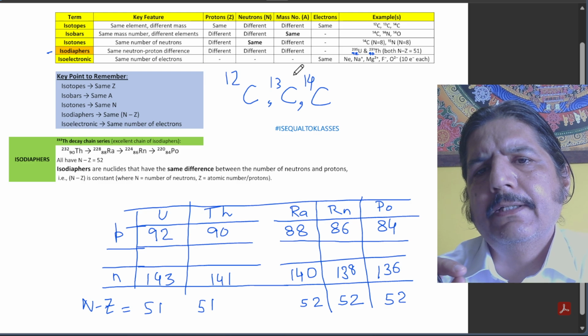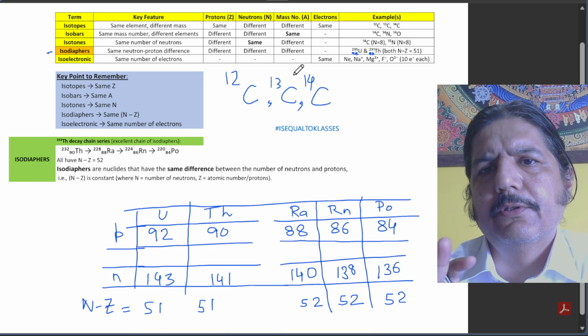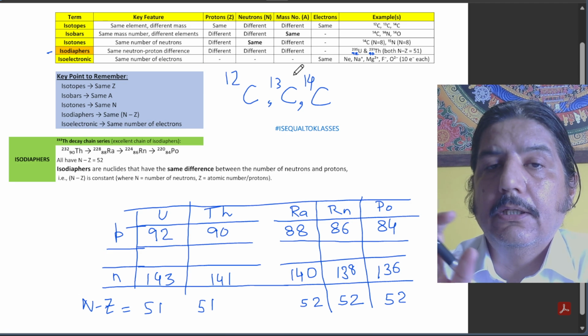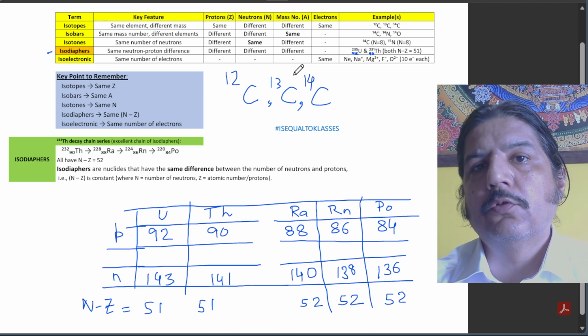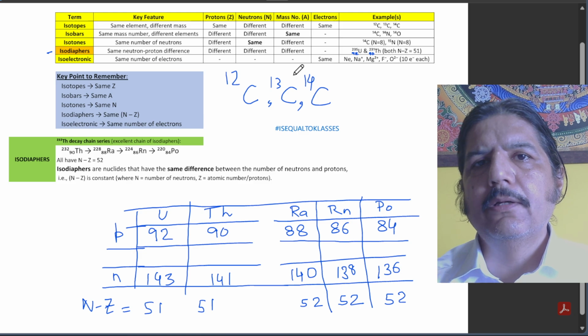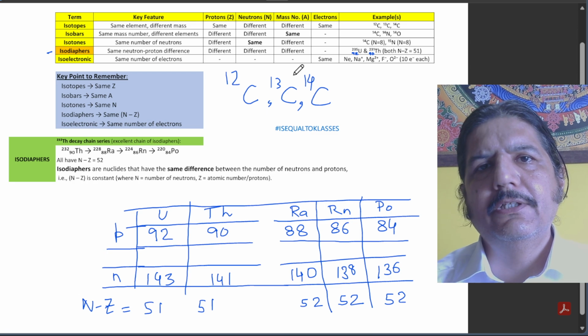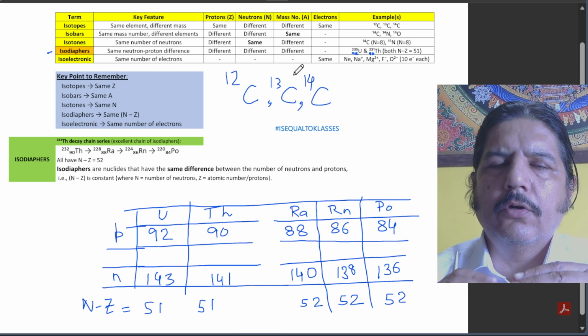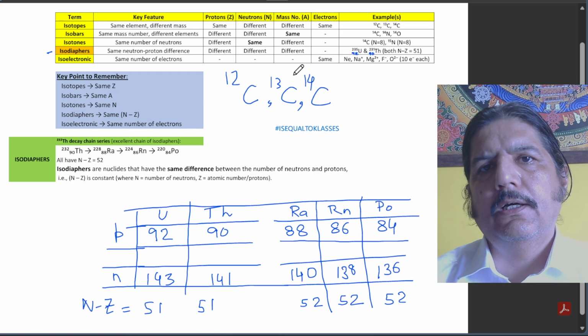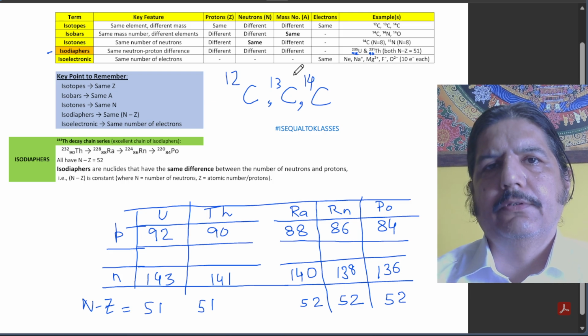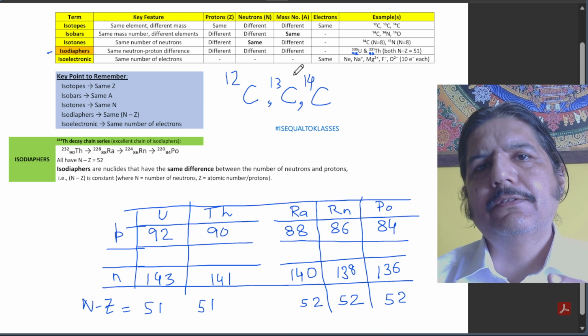Now, when we look at these three kinds of carbons, ultimately all three are carbons. Because they are carbons, the atomic number would be the same. Because the atomic number is the same, the number of protons would be the same. And because the protons are the same, the electrons are the same. Then what will differ? The only thing that can differ is neutrons.